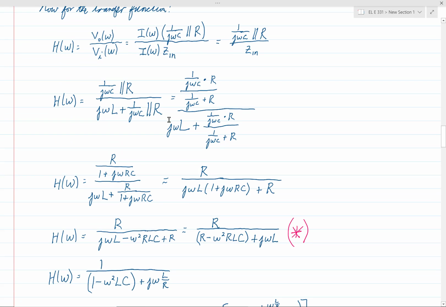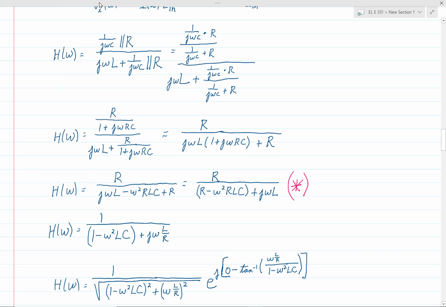Now this 1 over j omega C in parallel with R, we've already analyzed that once, so I'll do it a little more quickly this time. So we have 1 over j omega C times R divided by 1 over j omega C plus R, and we get that there and right here. And then we bring over this j omega L. And in both of these two terms, the one up here and the one down here, we can multiply the top and the bottom by j omega C. So we have R divided by 1 plus j omega RC there and there. And we just bring down the j omega L.